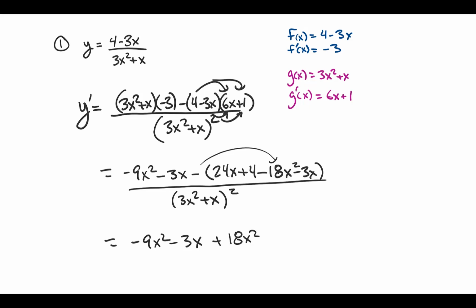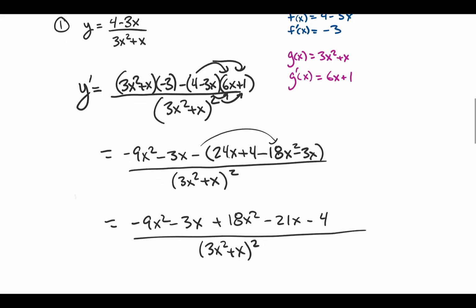Now let's put these two together. 24x minus 3x, that's 21x. And then we're going to change the sign. Minus 21x. And then we'll change the sign to that 4 to a negative 4. Okay, let's keep going. Let's see what happens.